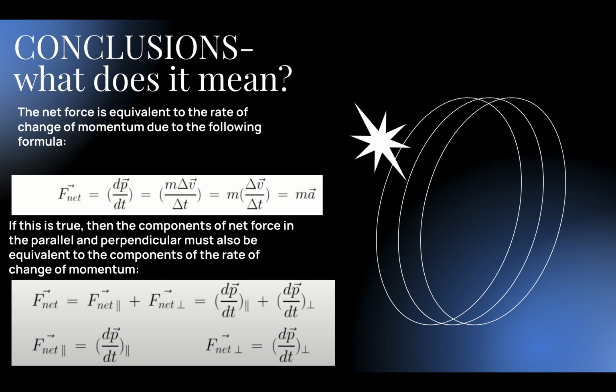So in conclusion, we can discuss what this means. The net force is equivalent to the rate of change of momentum due to the following formula. If this is true, then the components of net force in the parallel and perpendicular must also be equivalent to the components of the rate of change of momentum.